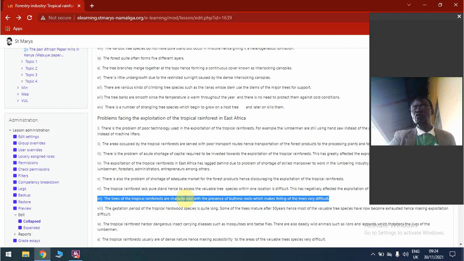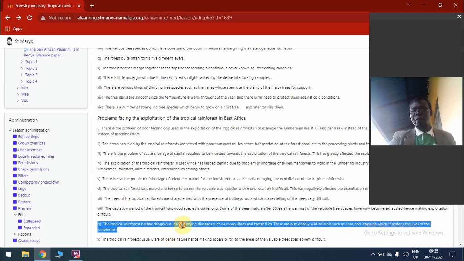We have also the problem of gestation. Gestation means the number of years that the tree takes to grow and mature and become ready for exploitation. Some of these hardwood tree species can even take 100 years to be exploited. And that is why most of our tree species are disappearing from the forest, because you cut today, you will not see another tree growing for you to cut down, because you cannot last all the years that the tree will take to mature. So this has really affected the exploitation of the tropical rainforest very much.